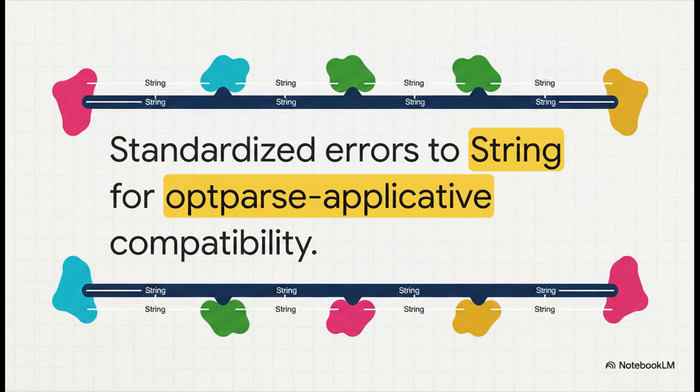Well, standardizing the error handling to return a simple string guarantees compatibility across the entire application. Eng notes that this makes the custom logic perfectly compatible with how the optparse-applicative library handles and reports its own invalid command line arguments. By forcing every single function to speak the exact same error language, in this case plain strings, the ExceptT pipeline can process any failure without needing special custom translation logic for every single step along the way.